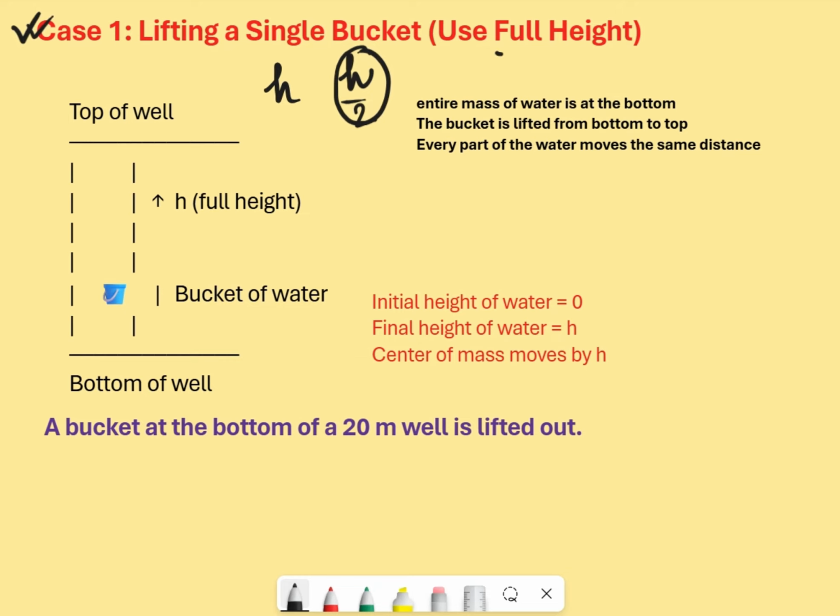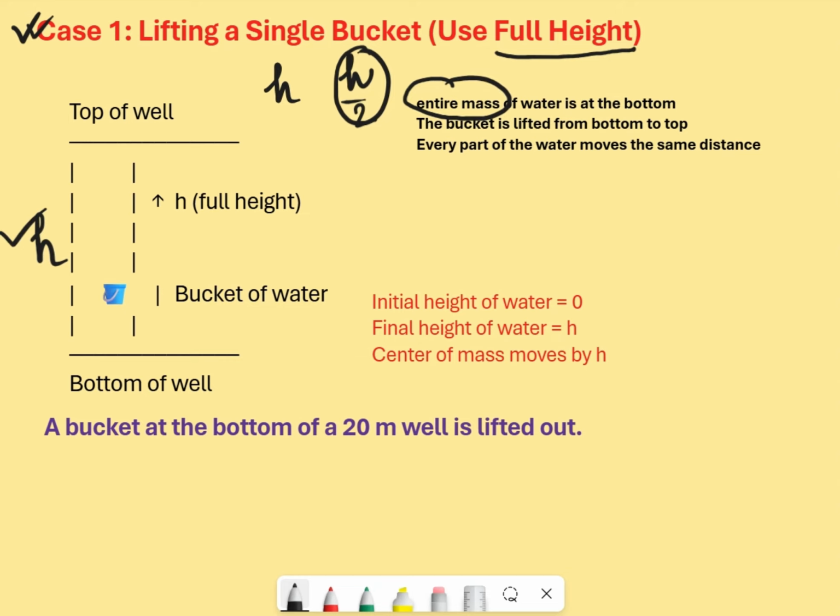say when we are using the full height. So this is actually a well, and the total height of the well, let's say this is H. Indeed, when we are lifting water from the bottom, it means that the entire mass of the water at the bottom of the water, indeed we have to use H.